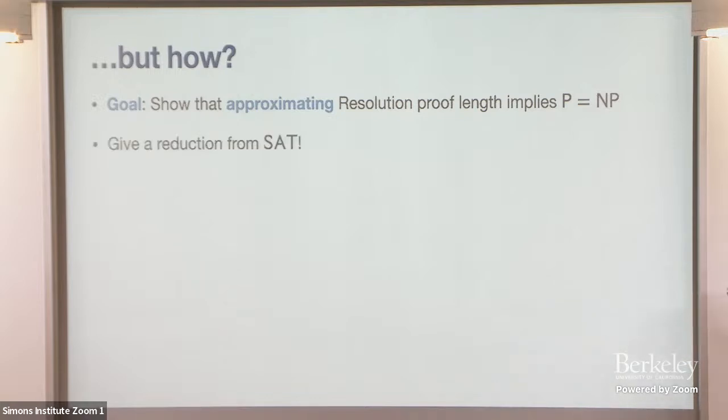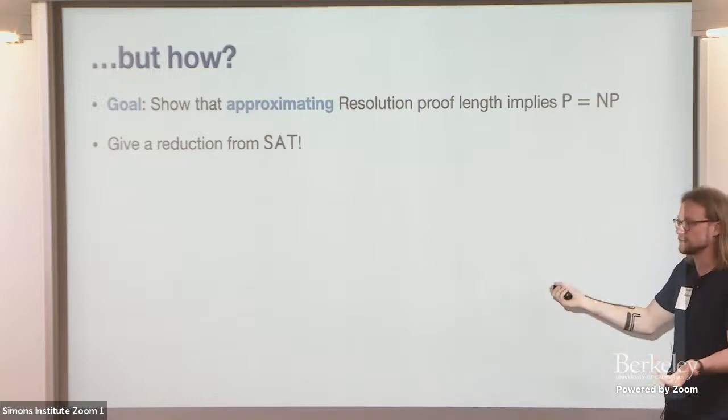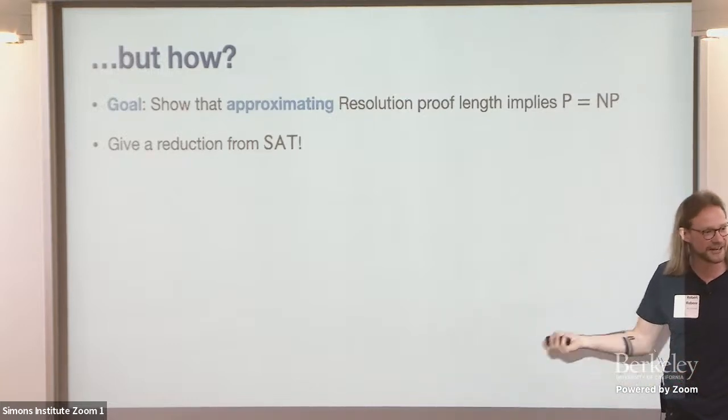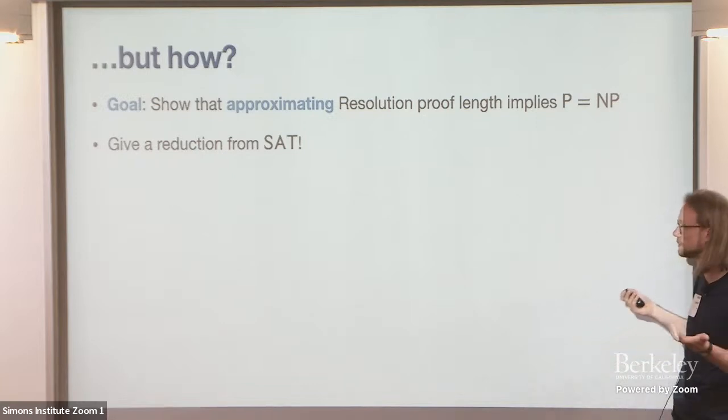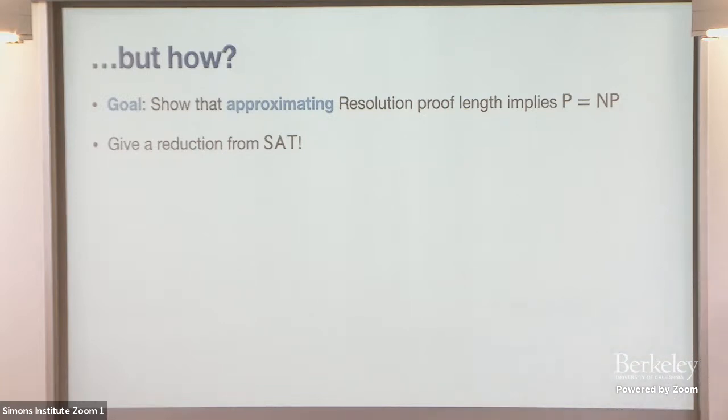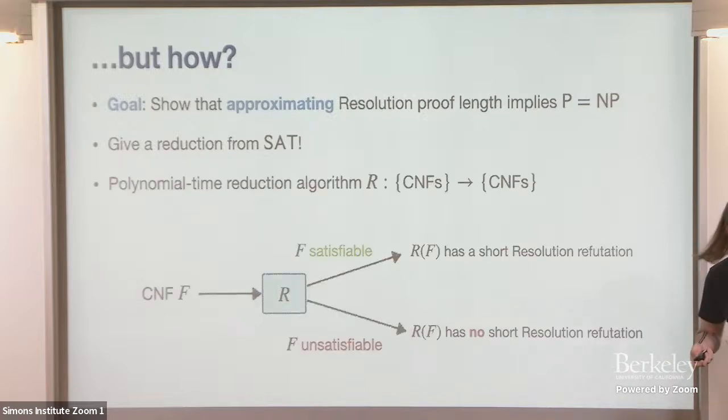And so, well, I'm giving an NP completeness reduction, so I've got to give a reduction from SAT, right? I'll start from SAT and I'll reduce it to this approximating proof length problem. But now the question is what can such a reduction look like? Well, it's going to look something like this. It gets a formula. I don't know if it's satisfiable or not. If it is satisfiable, then the resulting formula has to have a short resolution proof. If it's unsatisfiable, then it must have no short resolution proof, right?